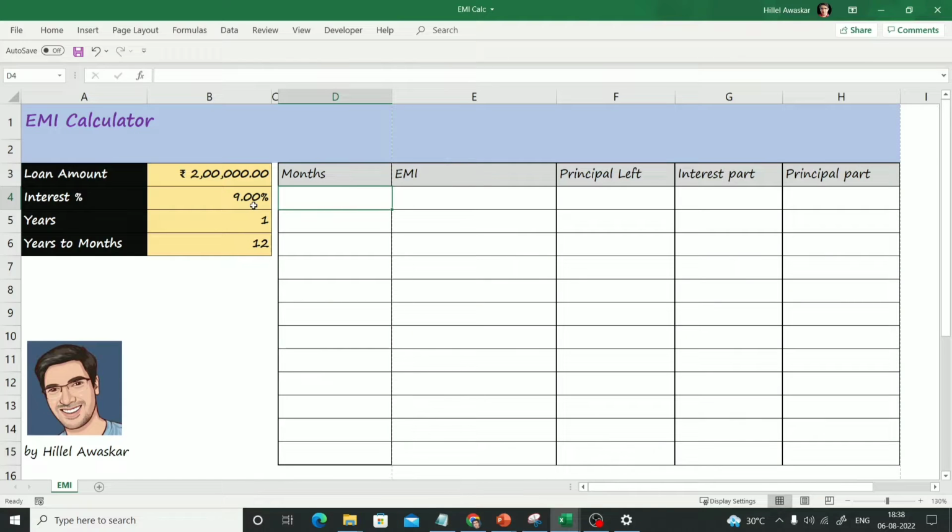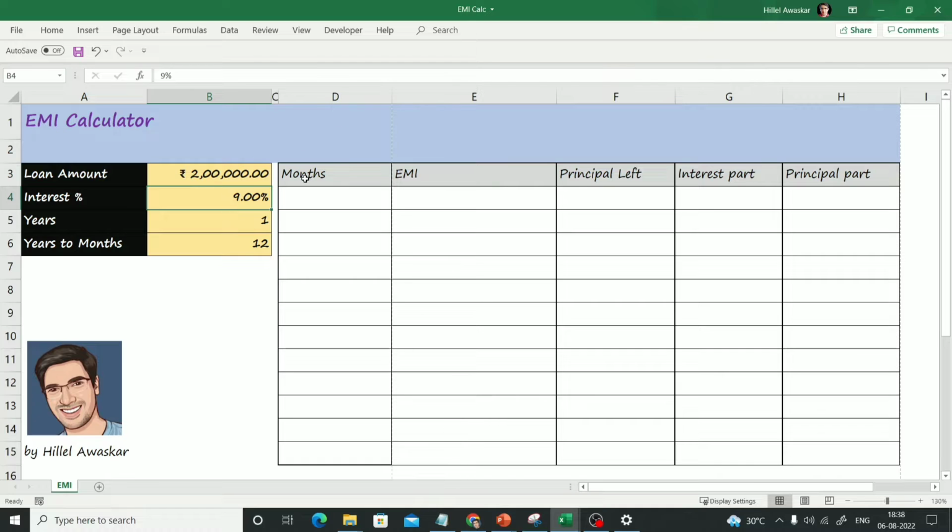Let's build an EMI calculator. This will help you to determine what is the EMI on the loan amount that you have taken. For example, I have taken 2 lakh rupees loan for a period of 12 months, that is a year, on an interest of 9%.